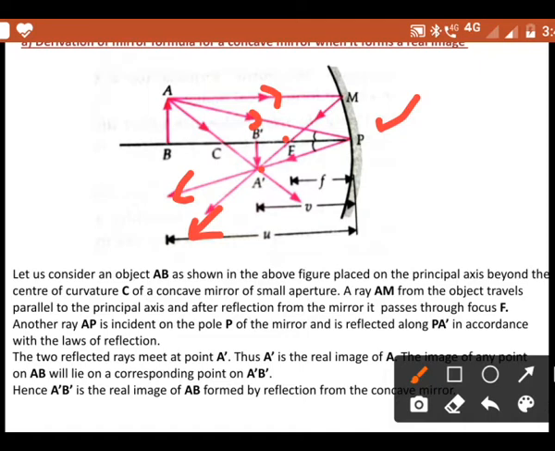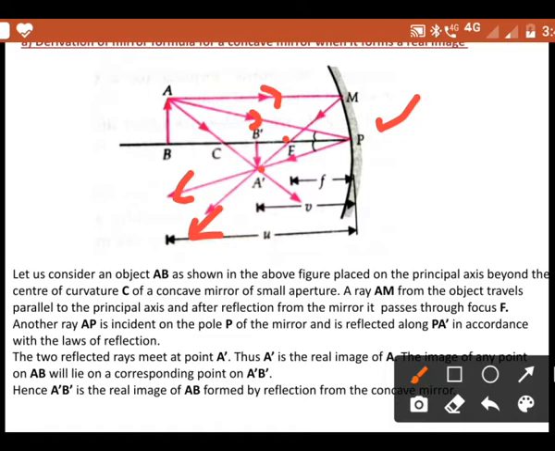Look, the image is created at the left hand side of the mirror, or we can say in front of the mirror. That's why the image is a real, inverted image. The image is smaller than the object.